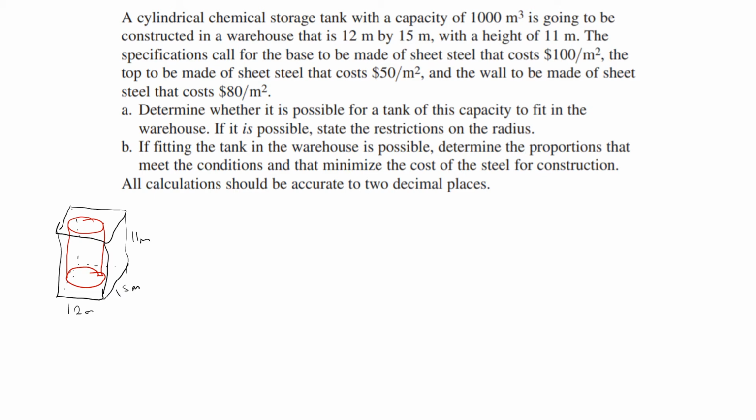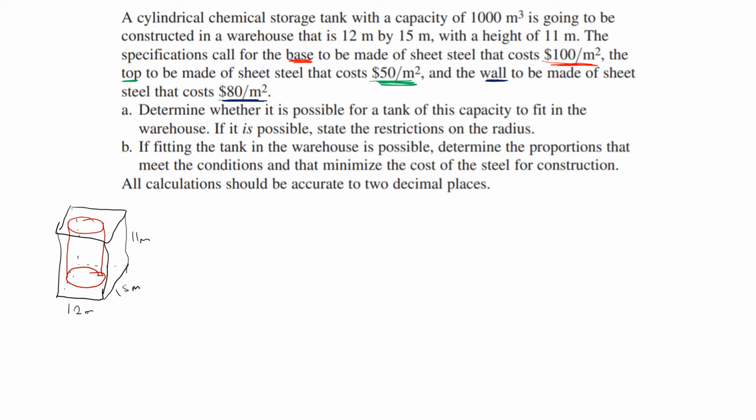The specifications call for the base to be made of sheet steel that costs $100 per meter squared. So I know my base is going to be $100 per meter squared. The top to be made of sheet steel that costs $50 per meter squared. And the wall to be made of sheet steel that costs $80 per meter squared. The first section is determine whether it is possible for a tank of this capacity to fit in the warehouse. If it is possible, state the restrictions on the radius.